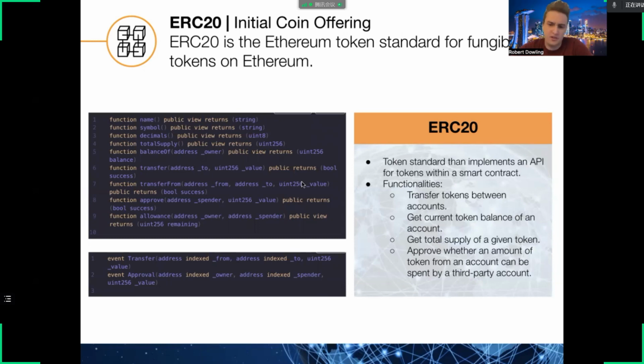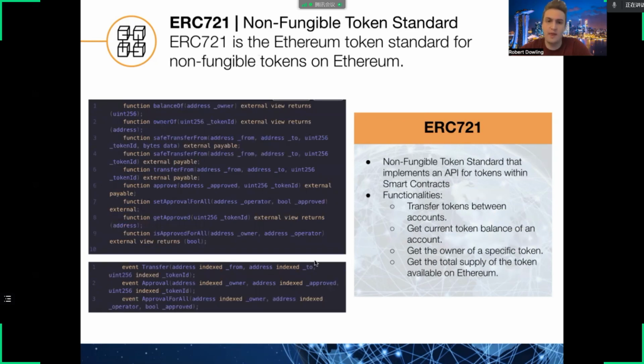So, not to get too into the weeds, but these are more or less the functions and events that you would need if you wanted to make an ERC20 token contract. Things like the name, the symbol, the transfer function, all this stuff, all well and good.